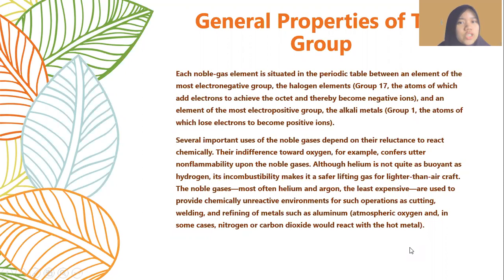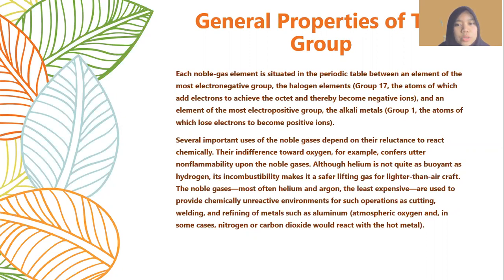Right. Each noble gas element is situated in the periodic table between an element of the most electronegative group, the halogen elements, group 17, the atoms of which add electrons to achieve the octet and thereby become negative ions, and an element of the most electropositive group, the alkali metals, group 1, the atoms of which lose electrons to become positive ions. So several important uses of the noble gases depend on their reluctance to react chemically.